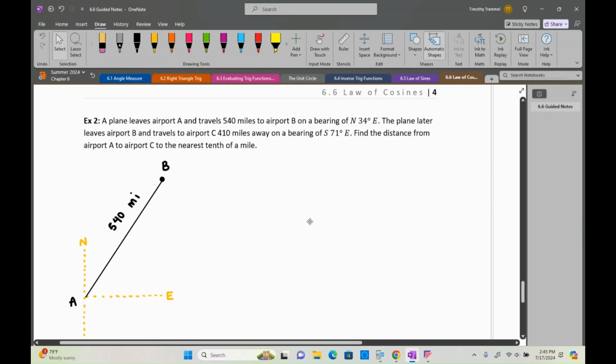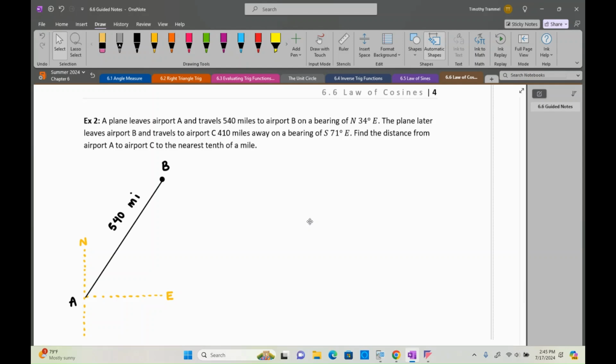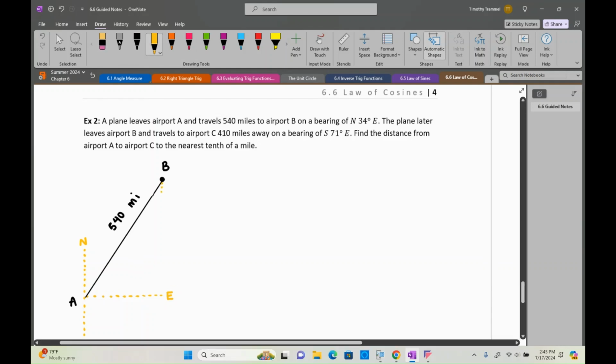So after they got to airport B, it says the plane travels to airport C, 410 miles away on a bearing south 71 degrees east. So I need to draw in another north-south line here. But this time, since we're headed south, I'm just going to draw in a south line. And I'm going to draw in an east line again, right? It says we're headed southeast.